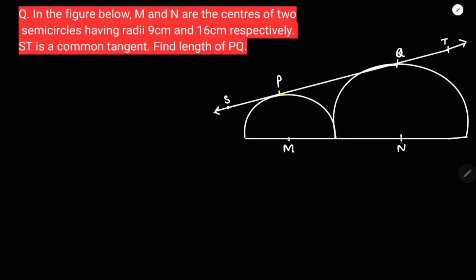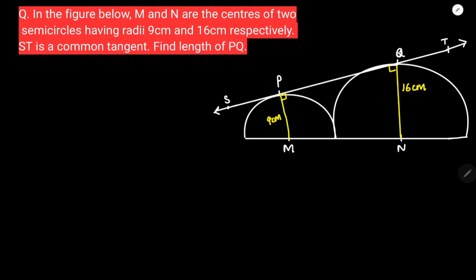So what will I do? I will join the radius to the tangent, and as you know this is a perpendicular, so this is 9 centimeter. Then the radii of this semicircle, so I will join this as well. This is also perpendicular here. This is 16 centimeters, right?